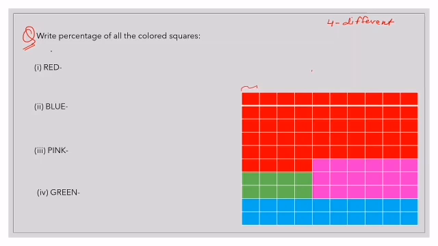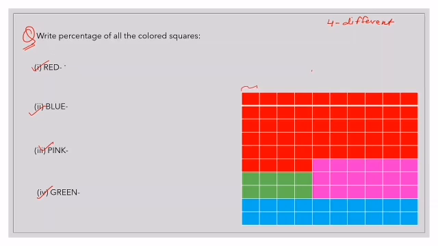So what are the different colors you have been given? You have been given red, blue, pink and green. So first we will find out the number of red squares, the number of blue squares and the number of pink and green squares. Then we can easily find out the percentage of the respective colors.